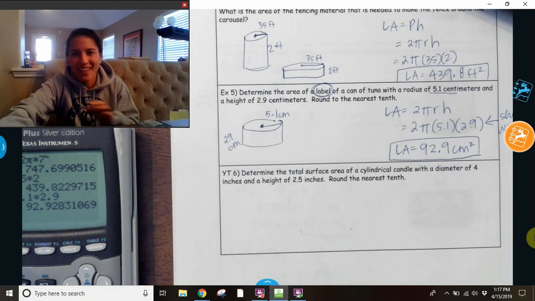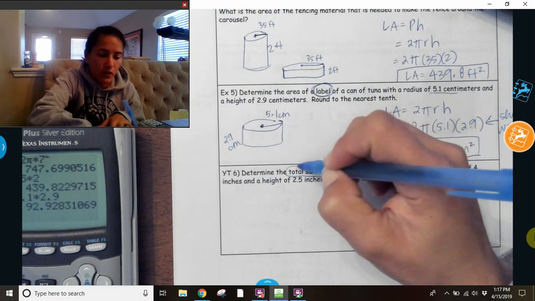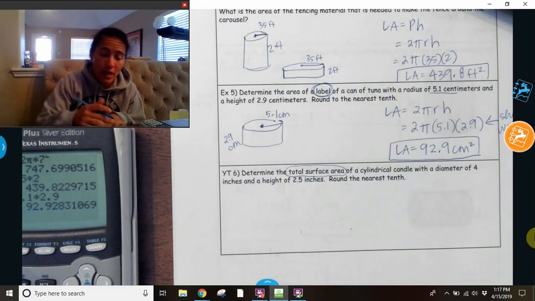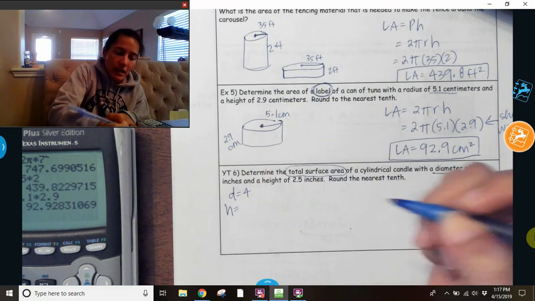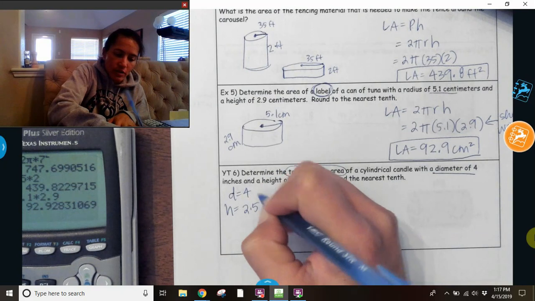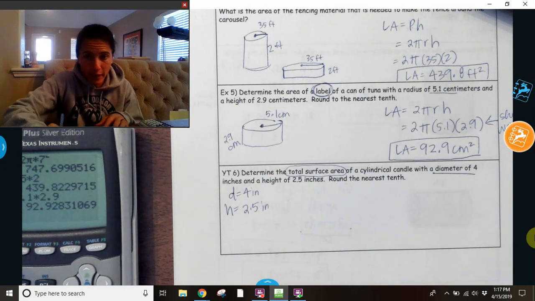All right, last one. Determine the total surface area. So it tells you right here, total surface area of a cylinder candle with a diameter of 4 inches and a height of 2.5 inches. All right. So pause it, you try, and then press play.